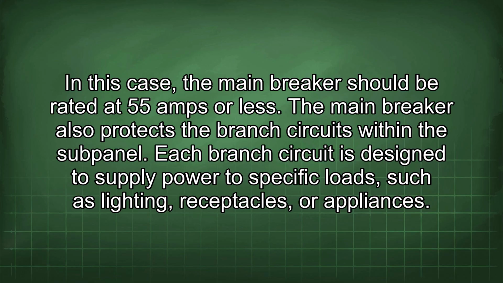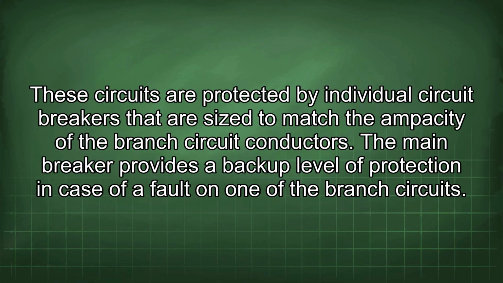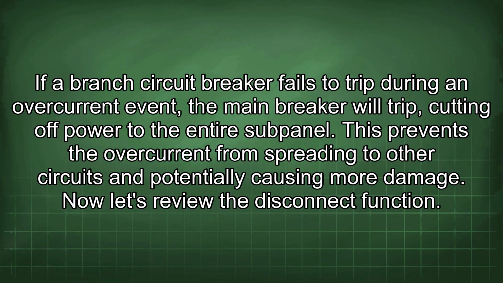The main breaker also protects the branch circuits within the subpanel. Each branch circuit is designed to supply power to specific loads, such as lighting, receptacles, or appliances. These circuits are protected by individual circuit breakers that are sized to match the ampacity of the branch circuit conductors. The main breaker provides a backup level of protection in case of a fault on one of the branch circuits. If a branch circuit breaker fails to trip during an overcurrent event, the main breaker will trip, cutting off power to the entire subpanel. This prevents the overcurrent from spreading to other circuits and potentially causing more damage.